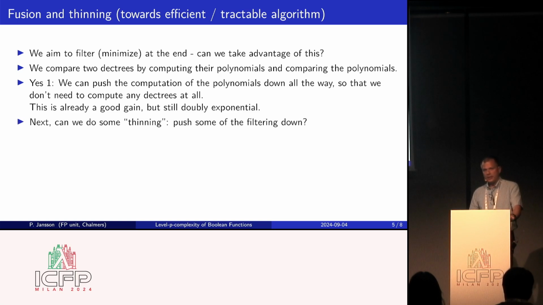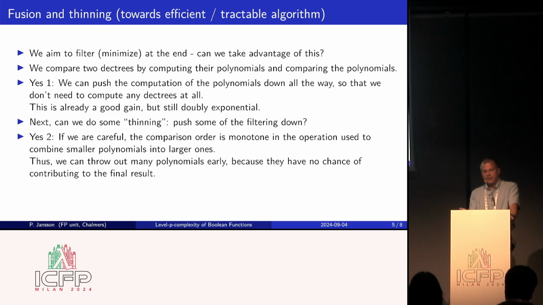Okay, can we do some thinning? So thinning here is the idea that we want to pick a minimum element of a list after having generated that list recursively. Perhaps we can throw out some bad solutions already early on. Basically, yes, if we're careful, we can create an order such that we can throw away polynomials for subfunctions which will never be able to compute to the minimum at the top level. So we may not be able to throw away everything, but at least we get a smaller set. And remember from the start, it could be doubly exponential in size, and it turns out it becomes much, much smaller for all the cases we've tried with this.